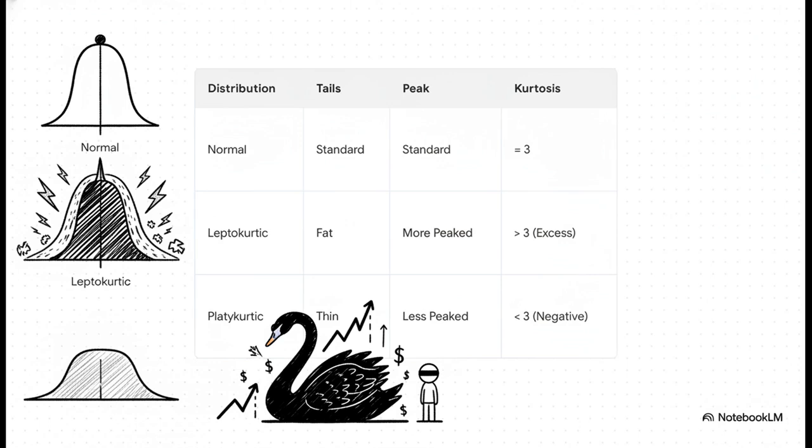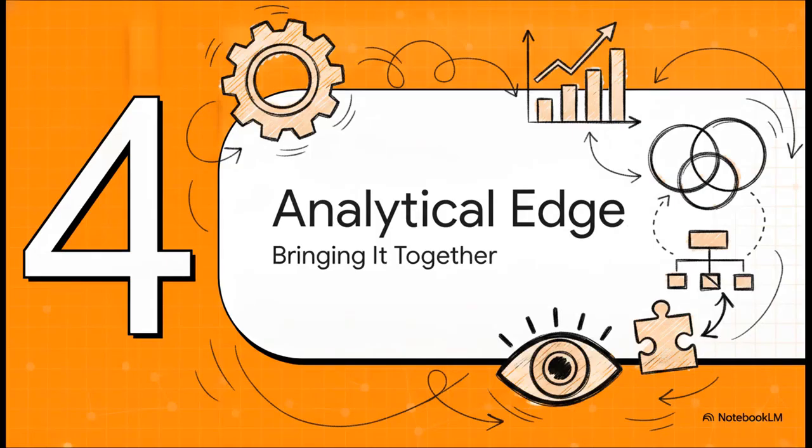But real-world financial markets, they often have positive excess kurtosis, meaning they are leptokurtic. They have a sharper peak, so lots of small everyday deviations, but crucially, they have fat tails. Those fat tails are the severe market crashes or the explosive rallies that happen way more frequently than a textbook bell curve would ever predict. Honestly, if you aren't measuring kurtosis, you're essentially flying blind to the real probability of a black swan event hitting your portfolio. All right, let's bring it all together now in our final section, sharpening your analytical edge.